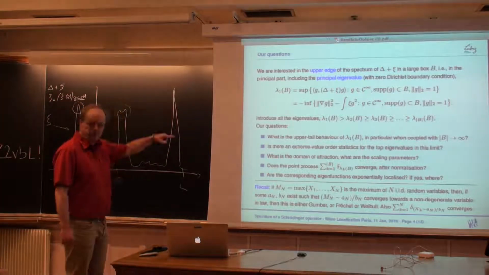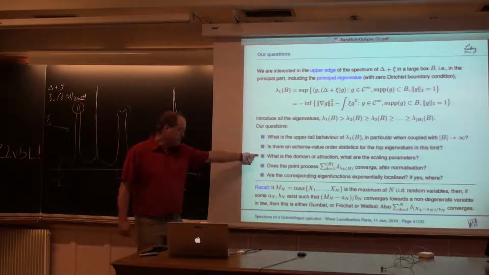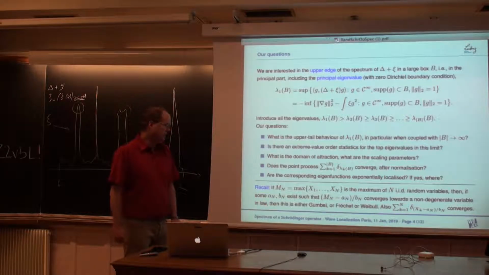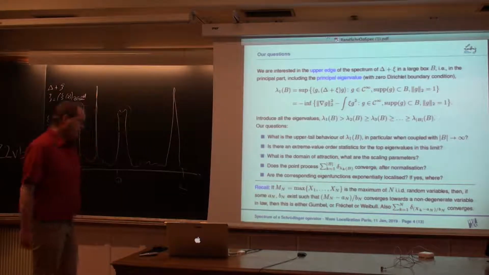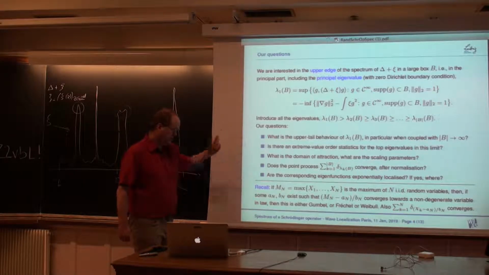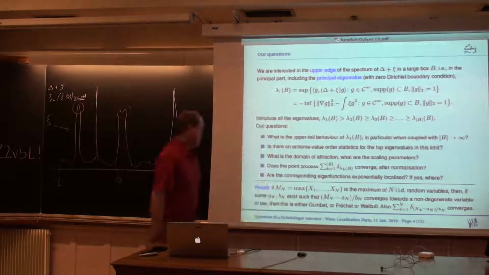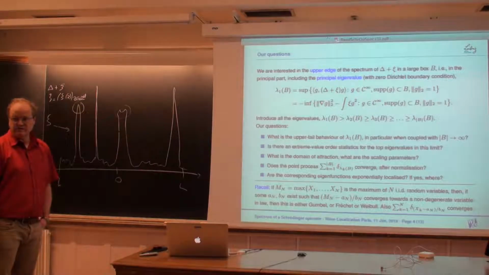Okay, so I tried to find something like this for the eigenvalues. What is the domain of attraction? These three are the three possible domains of attraction. And what are the scaling parameters a_n and b_n? Does the corresponding point process converge, after normalization with a_n and b_n, of course? And are the corresponding eigenfunctions exponentially localized? If yes, where are the centers of the localization? What can you say about the centers of the localization?